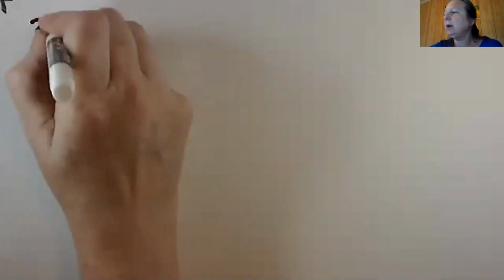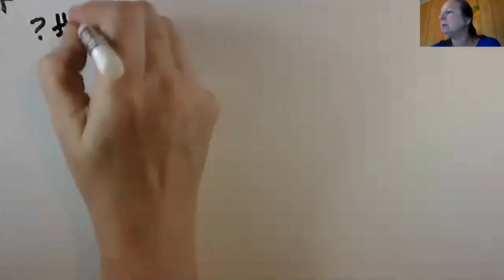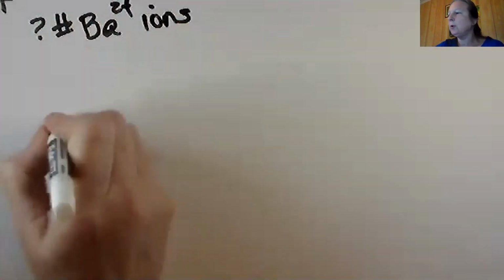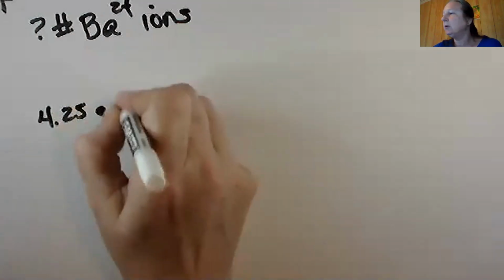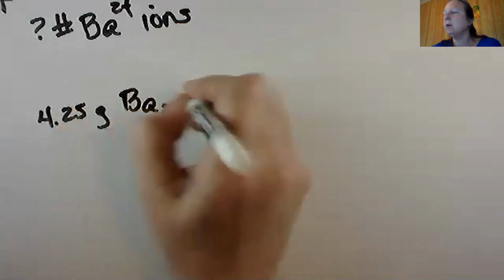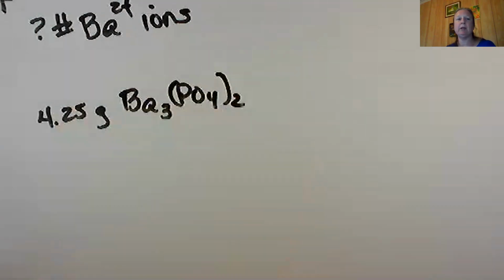Second one on this slide says, question is how many barium ions? So that's a specific particle, right? How many ions? So that's Avogadro's number. And what do we have? We have 4.25, and I'm just going to go ahead and write it here, grams of this compound. We met him at the very beginning of the lecture. All right.